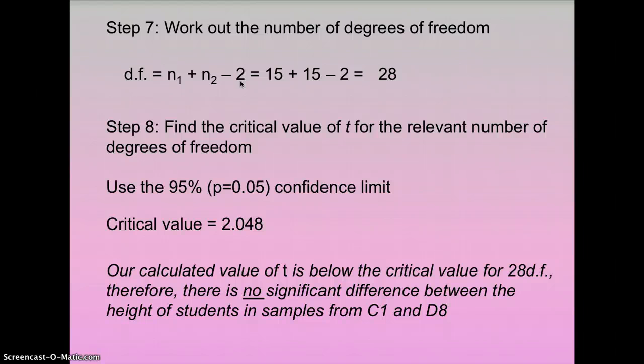Now, in this example, our calculated value for t was below the critical value, so there is no significant difference between the heights of the students sampled in the classes. If you do analysis where your t-value is larger than the critical value, then there is a significant difference between the two groups. But in this example, we found that our calculated value was below our critical value, therefore there was no statistical difference between the two groups.